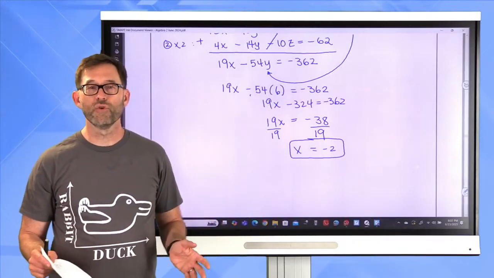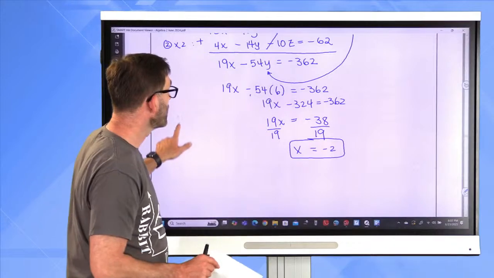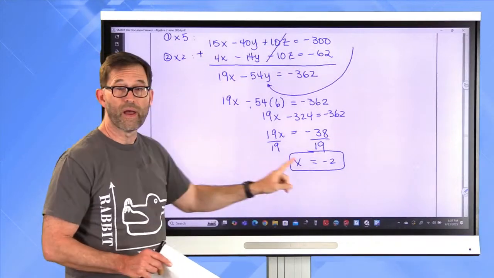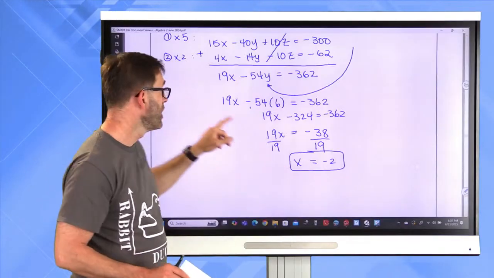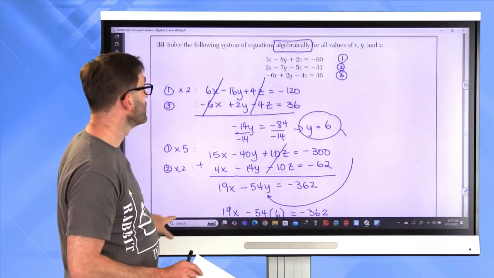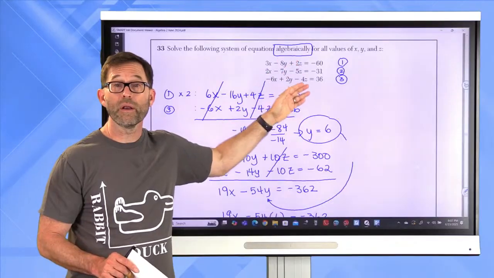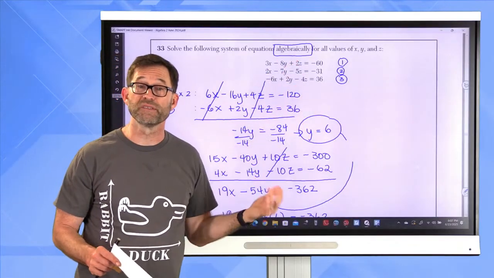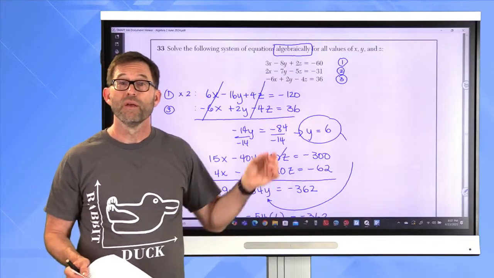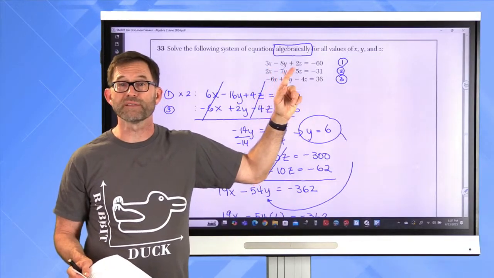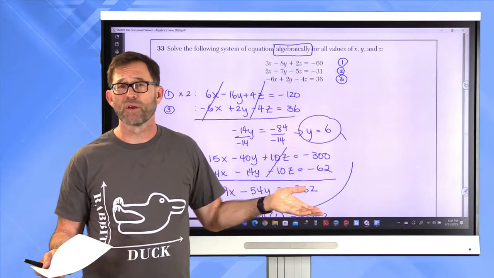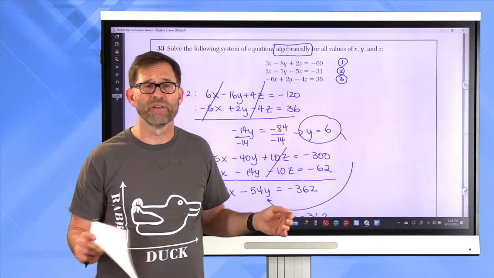Once we have 2 of the 3 variables, so keep in mind, right, we know y is equal to 6, we know x is equal to negative 2, then I can take those 2 values and substitute them into any one of these equations, because then all that will be left will be z, and I can solve for it. To me, because the first equation has a coefficient on z that's positive, i.e. positive 2, I'm going to go with that. But again, it really doesn't matter.